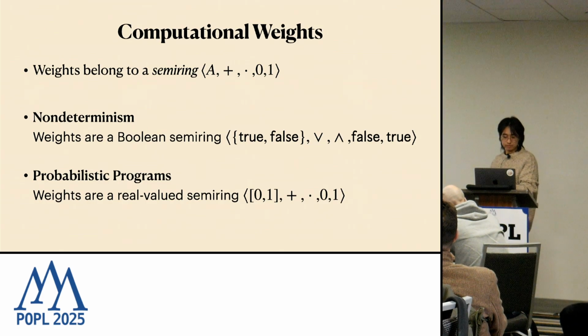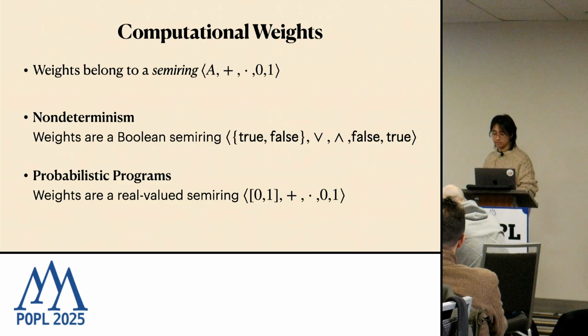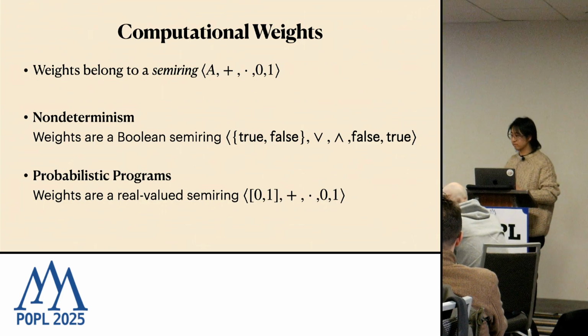But in each of these examples, for instance, in the example of non-determinism, we can see that the weights are drawn from a Boolean semiring, where the labels are either true or false. In the case of probabilistic programs, we are obviously using a real-valued semiring on the 0 to 1 interval. And we find that with just a few slight restrictions on the weighting functions themselves, weighting functions end up corresponding to probability distributions in the probabilistic model.